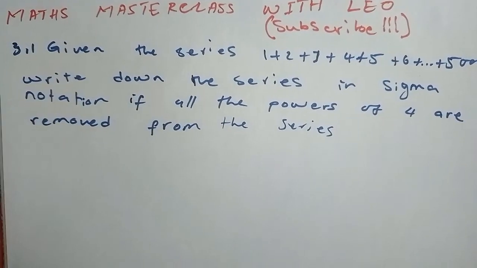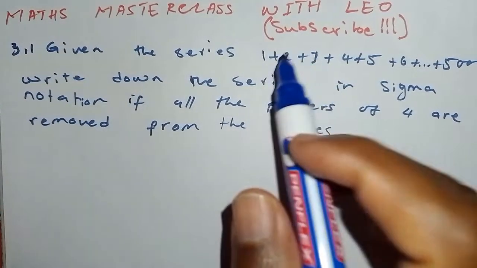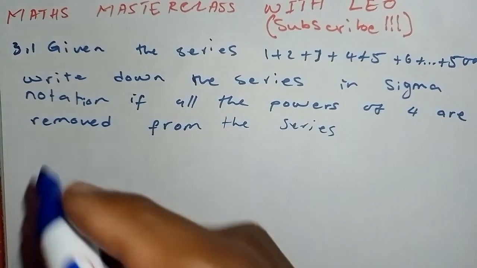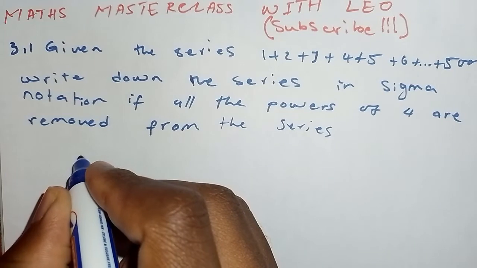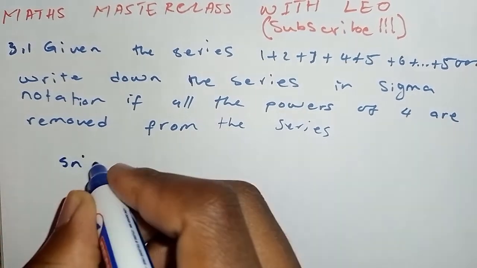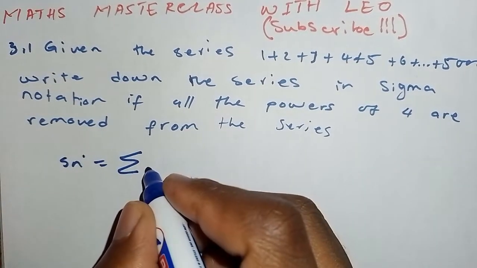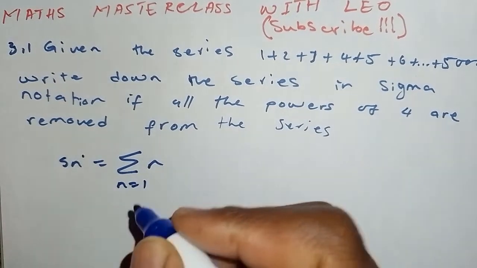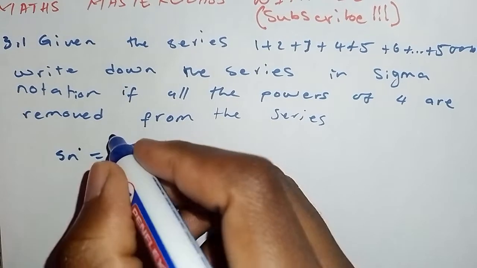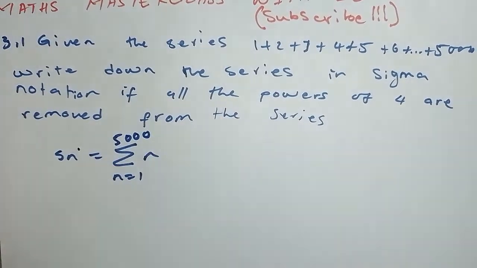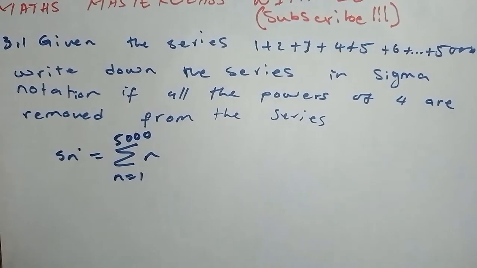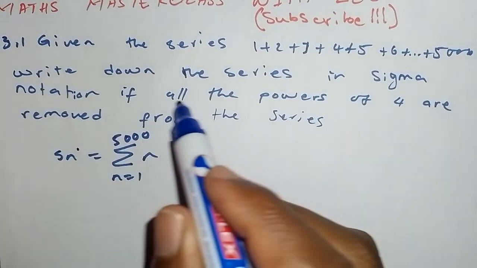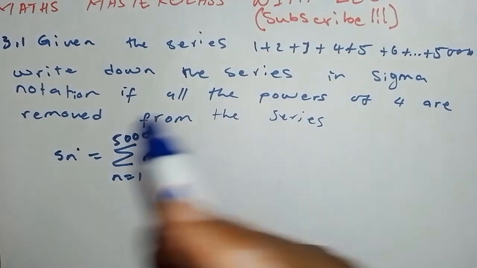But you know, in sigma notation, I can just say this is 1 plus 2 plus 3 plus 4 plus 5. I can write it like this: my Sn is equal to, in sigma notation, n, starting at n equals 1, and the last term is 5,000. I know I can write it like that in sigma notation, but we are given a condition: if all the powers of 4 are removed.